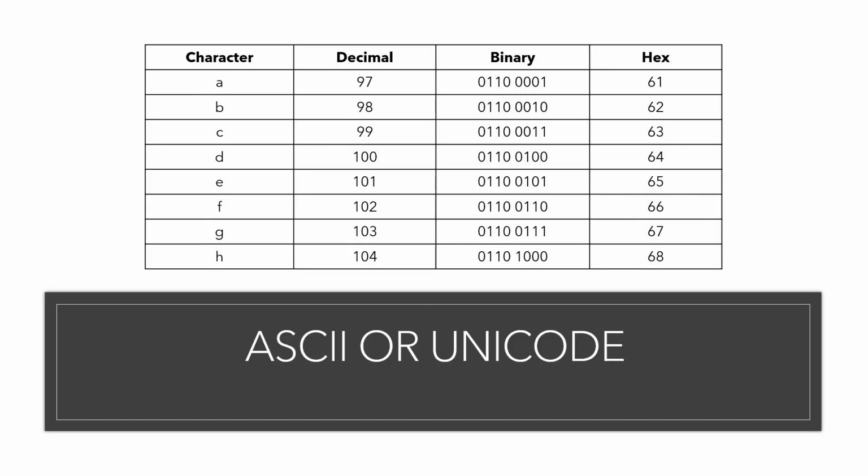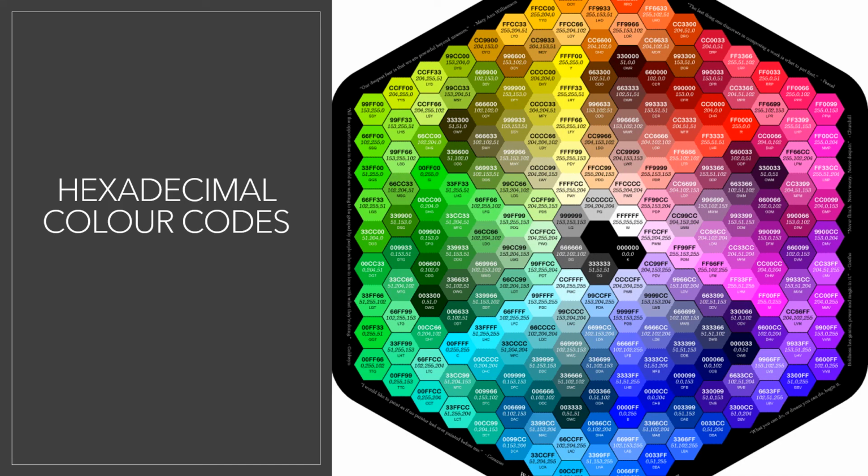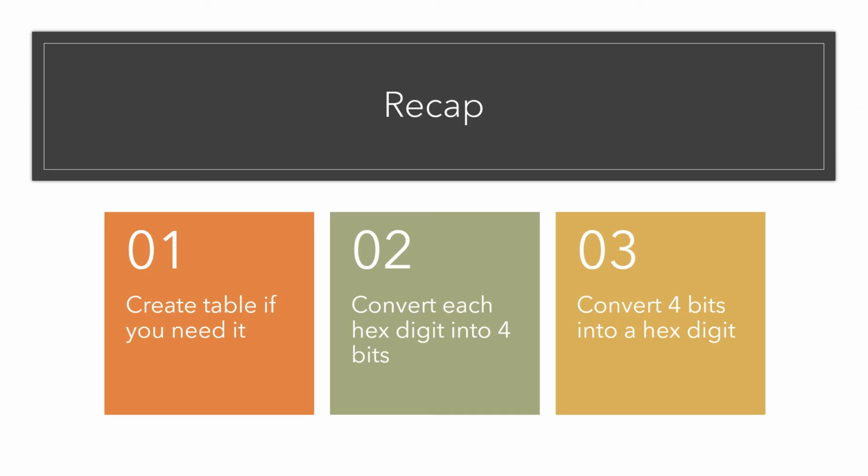ASCII and Unicode are often represented using hexadecimal digits. So here are the text characters from A to H in lowercase. They're shown as decimal, binary and hexadecimal values. You don't need to memorize this, but I just thought that might be interesting to you. And color codes are also represented frequently in software using hexadecimal codes, and you can find out more about that by browsing online, but again, you don't have to memorize any of this for the exam.